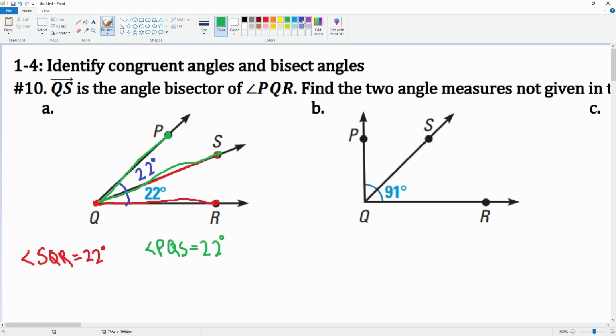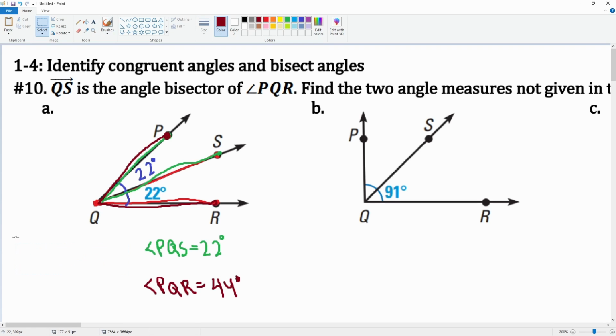Now we can get the total. This whole total angle, which is PQR, is 22 plus 22, which is 44 degrees. These are the two missing angle measurements that the question was looking for.